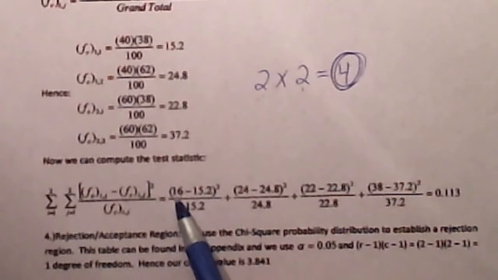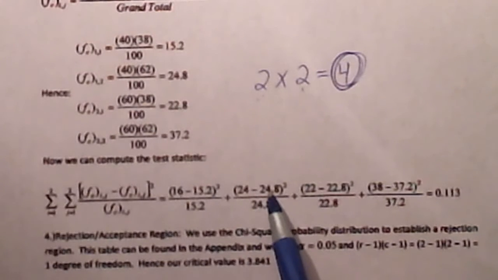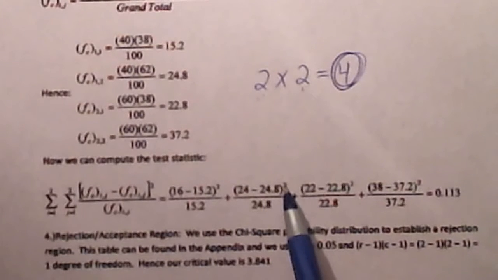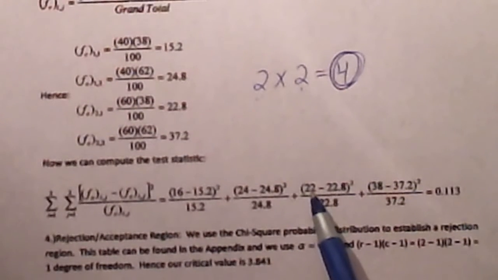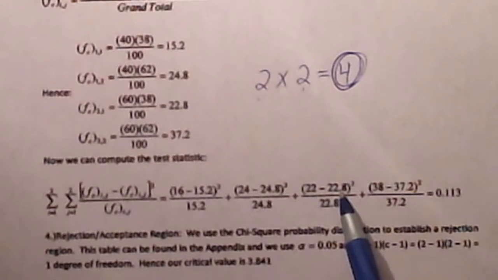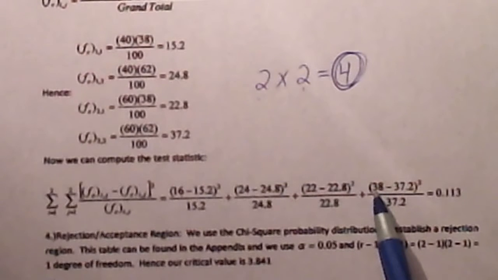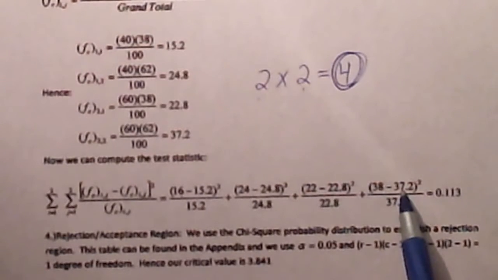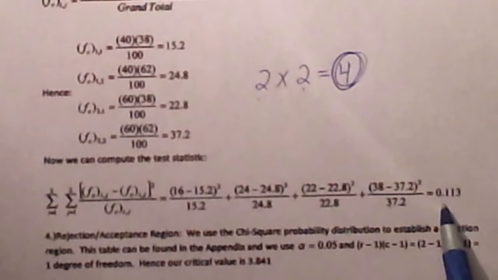So the 1, 1 observed frequency minus the 1, 1 expected frequency, square that difference and divide that by the 1, 1 expected frequency. Plus, this is the row 1, column 2 observed frequency, minus the row 1, column 2 expected frequency. Square that. Divide that by the row 1, column 2 expected frequency. Plus the row 2, column 1 observed frequency minus the row 2, column 1 expected frequency squared, divided by the row 2, column 1 expected frequency, plus finally the row 2 column 2 observed frequency minus the row 2 column 2 expected frequency squared divided by the row 2 column 2 expected frequency. When you dial this up on your calculator, you should get a test statistic which is about 0.113.